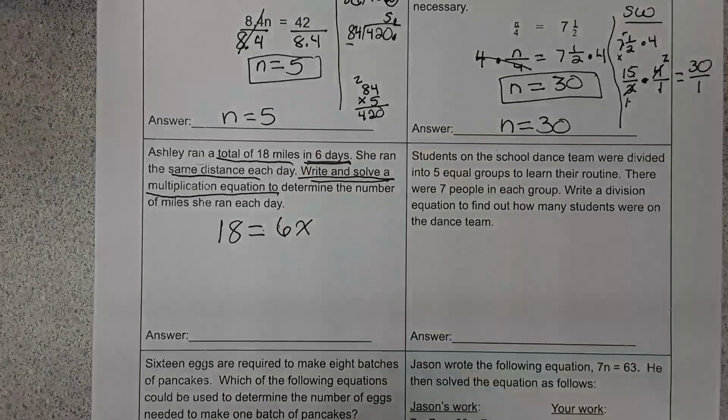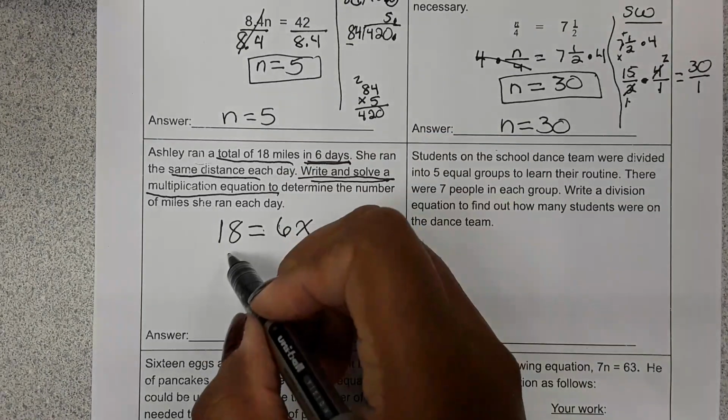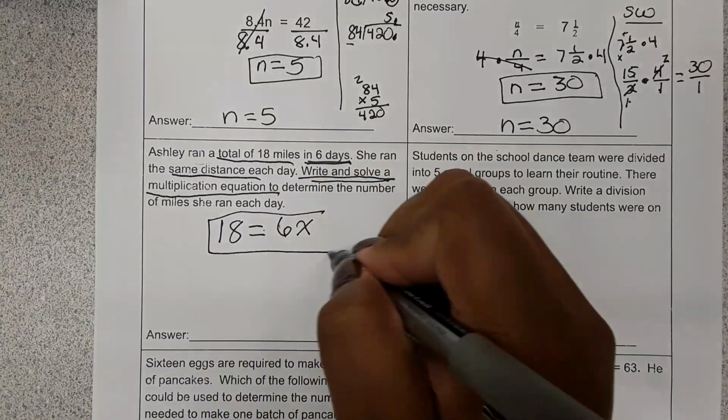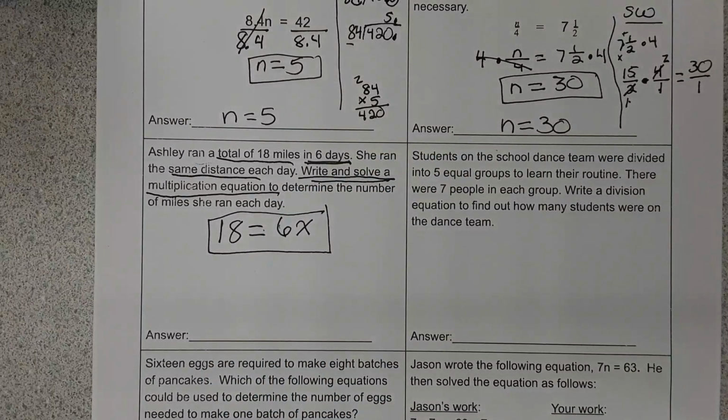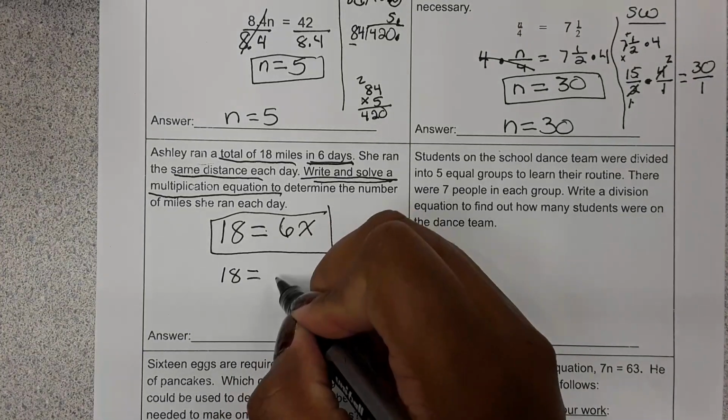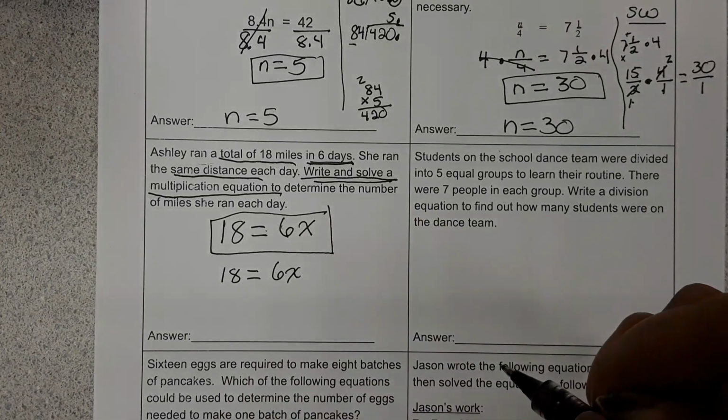Let's just call that distance x, and it's going to total up to 18 miles. Here is our equation to represent the situation. Now we're going to solve. We have 18 is equal to 6 times x.